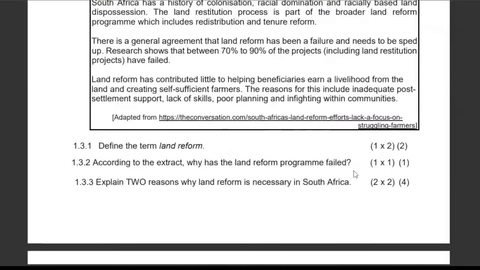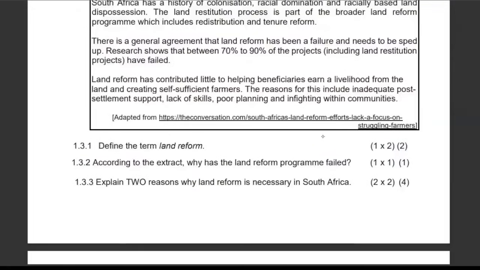There is a general view that land reform has contributed little to helping beneficiaries earn a livelihood from land and creating self-sufficient farmers. So if we check there, we can also see that there is some failure there. Land reform has contributed little to helping beneficiaries earn a livelihood from land and creating self-sufficient farmers.